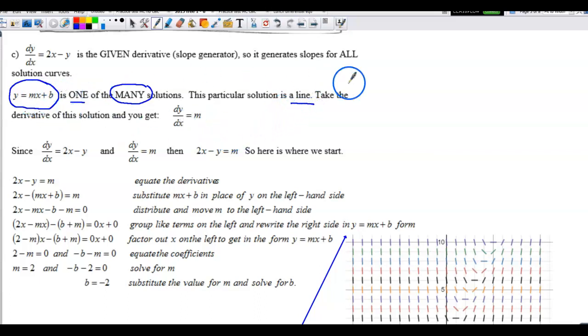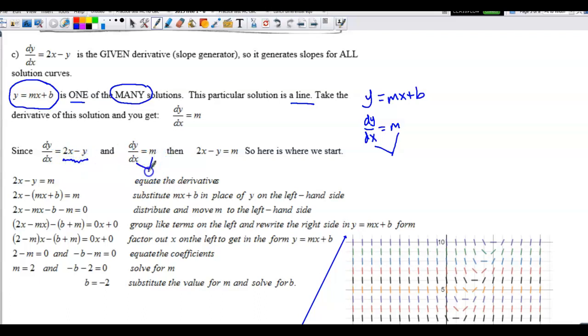I'm going to start with y equals mx plus b, and I'm going to take the derivative of both sides. So the derivative of y, using the chain rule, is dy/dx, and the derivative of mx is just m. Remember, that's already in terms of x, and the derivative of b is 0. So now we know that dy/dx is equal to m. So I'm going to take the dy/dx that was given. This is my differential equation. They called it dy/dx.